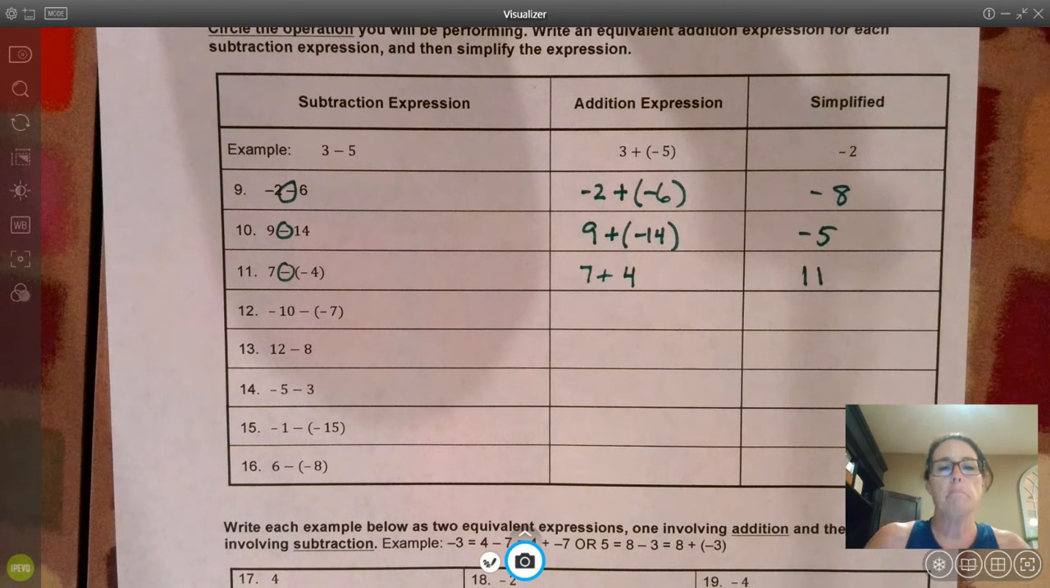Go ahead and pause and try 10 through 16 on your own and then check.